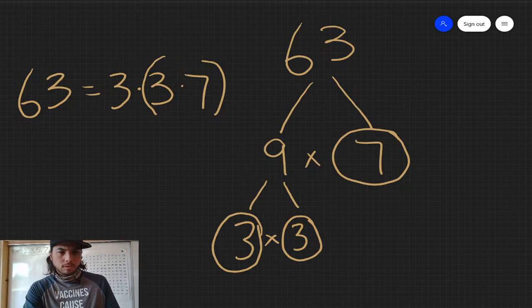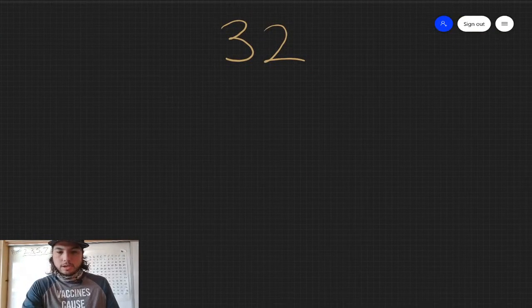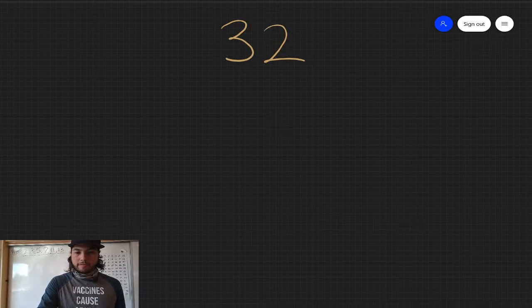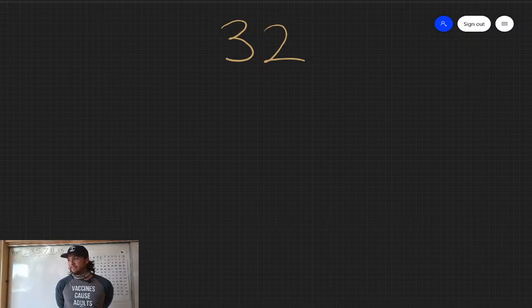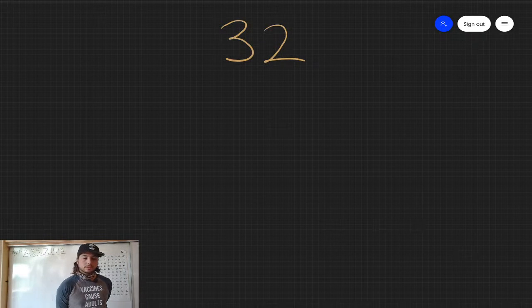Okay. So let's try one more. We're almost there. 32. 32 is a fun one. Okay, go ahead and try that one on your own. What two numbers, what pair of factors would multiply together to make 32? See if either of those factors are prime or composite. If they're composite, keep factoring them out. Find two more numbers that make that smaller number, and so on and so on. And then what do you end up with?